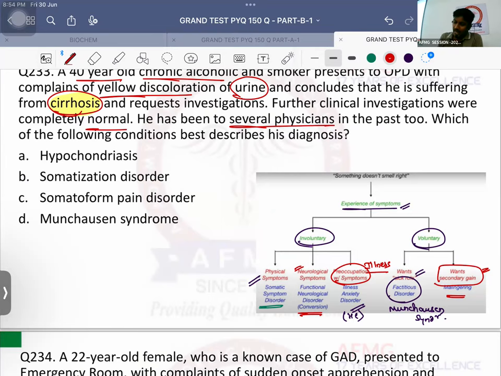Theek hai? So as the patient over here, it's having cirrhosis. Usko cirrhosis hai kya? Nahi. Ek bar uski urine yellow aa gayi, iski wajah se usko kya lagta hai? He is suffering from cirrhosis. It is the patient is preoccupied with the idea of having symptoms or illness. Illness. Cirrhosis bol raha hai na directly. It is illness. Okay? So therefore, it is a case of illness anxiety disorder, also known as hypochondriasis.